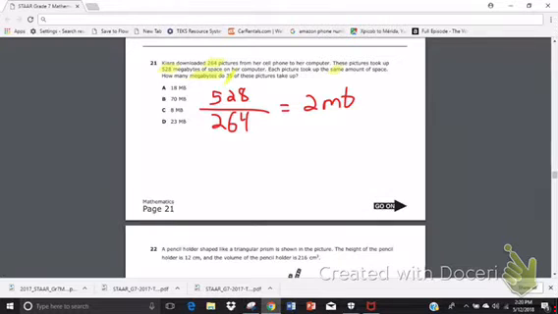But what is she doing here though? They're asking us, is that our answer? No. What they're asking us here, ladies and gentlemen, is if each picture takes up 2 megabytes, how many would 35 take up? So 35 times 2, and that would give you 70.